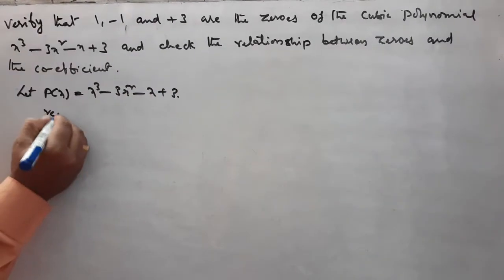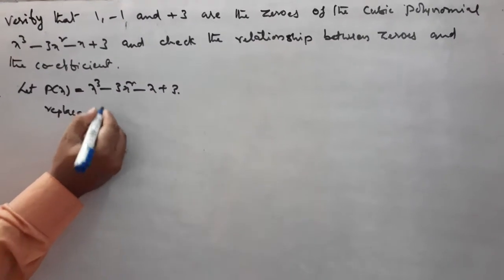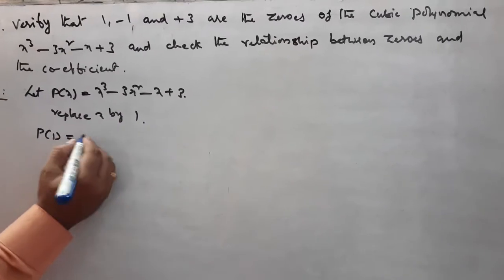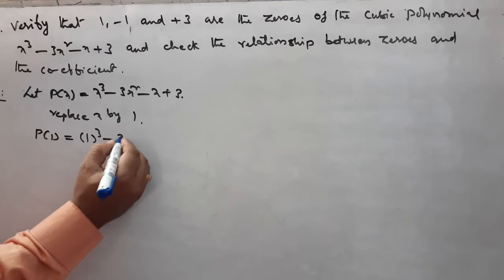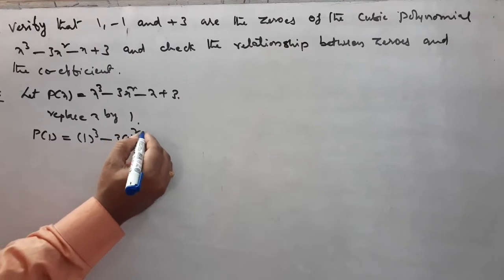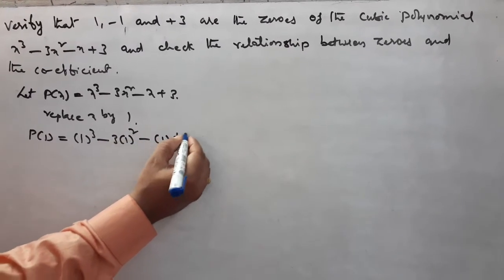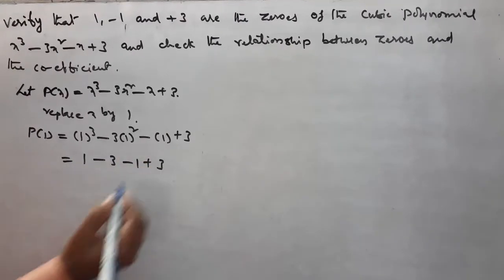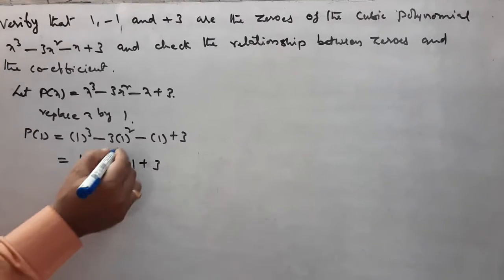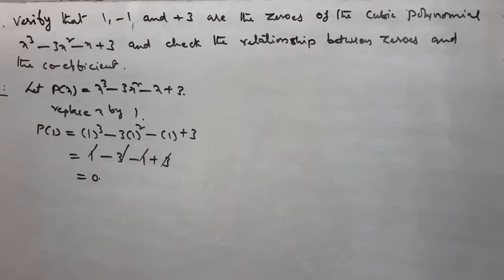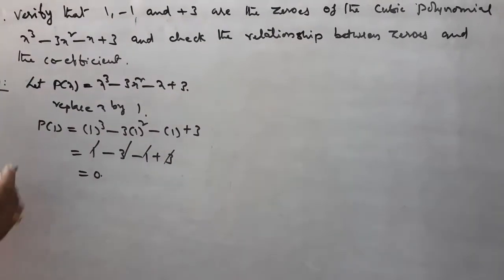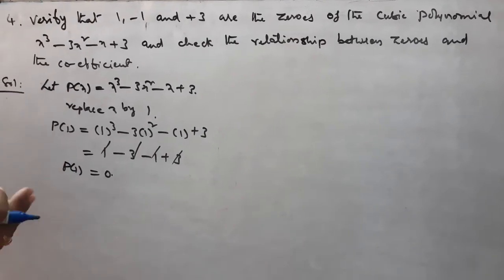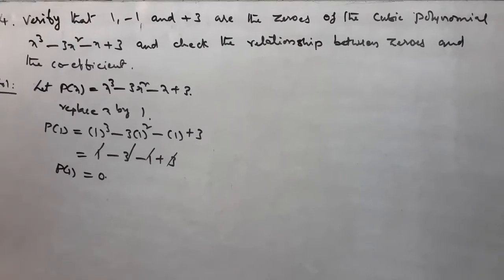So replace x by 1. So p of 1 is equal to 1 cube minus 3 into 1 square minus 1 plus 3, that is equal to 1 minus 3 minus 1 plus 3. So here it becomes 0, 3 cancels, 1 cancels. So we got that p of 1 is equal to 0. So 1 is a zero of the cubic polynomial.